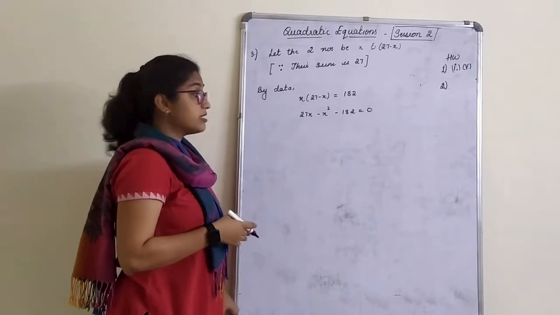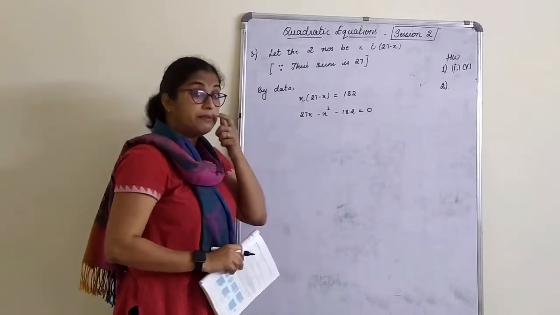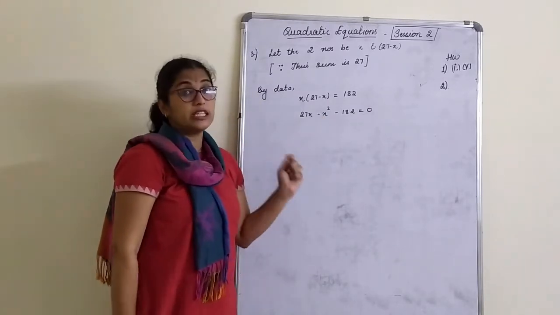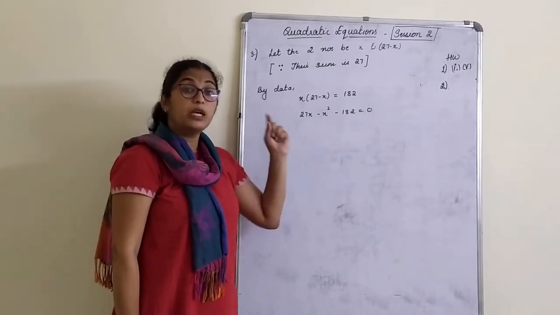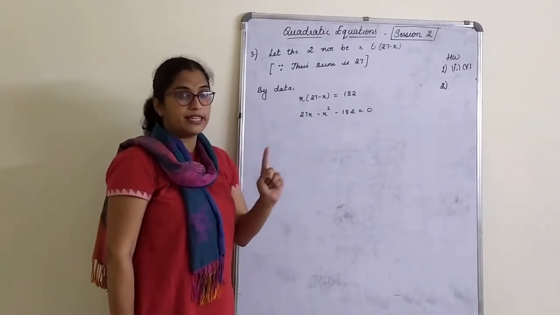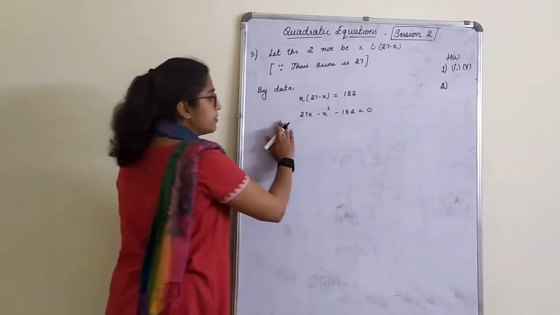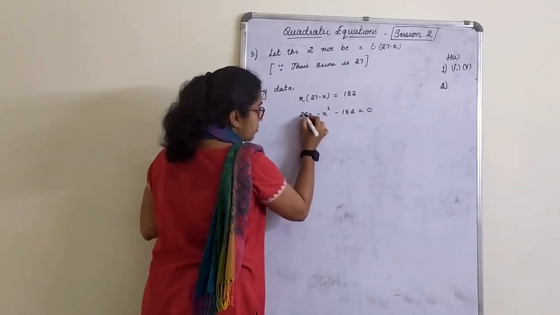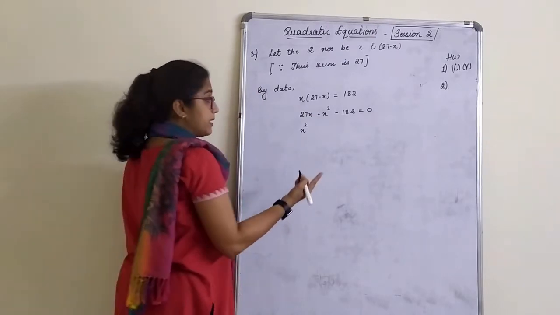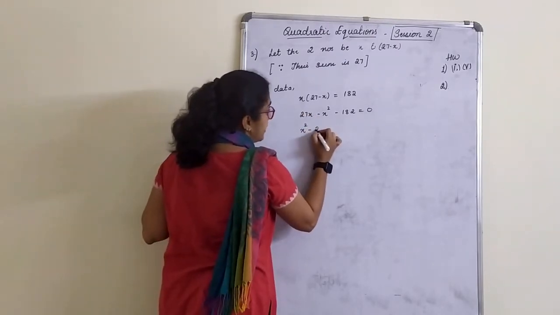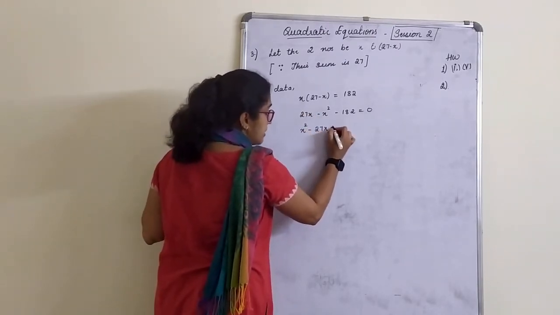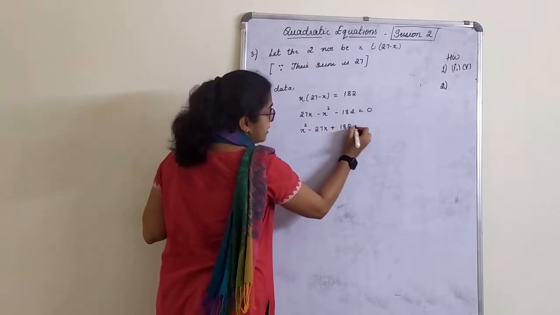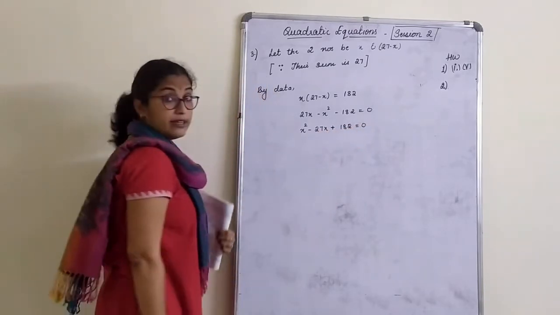If I arrange this now, my x square term will be minus. Usually in the quadratic equation general form, we see that the x square term is always plus. So what we do is, we change the sign by taking minus outside. This will be x square, and whatever is plus will become minus. So x square minus 27x plus 182 is equal to 0.